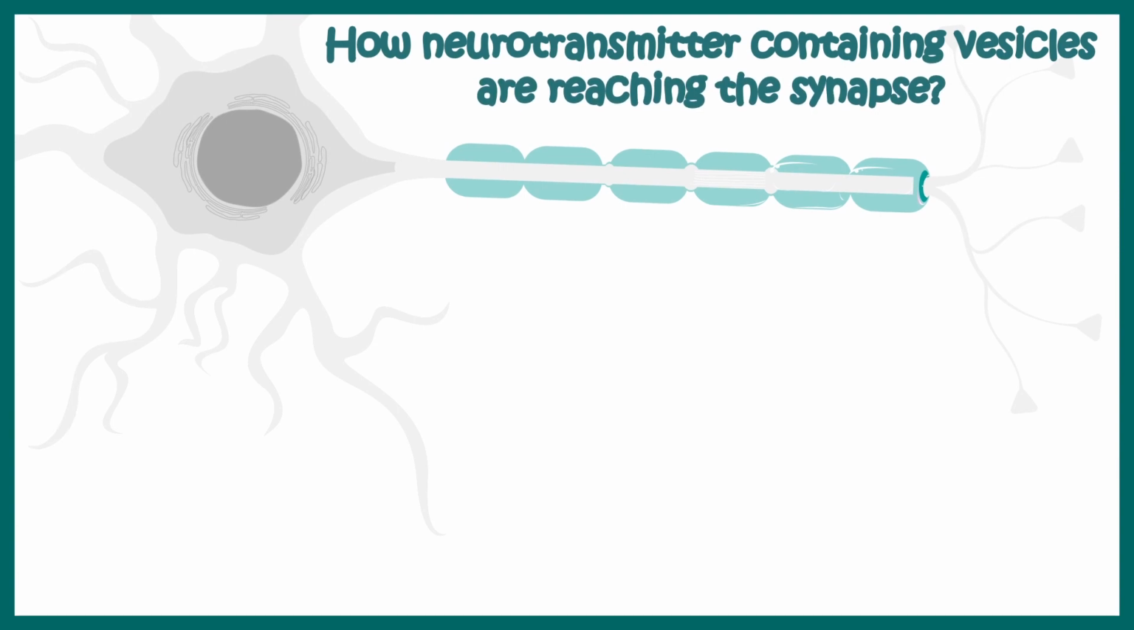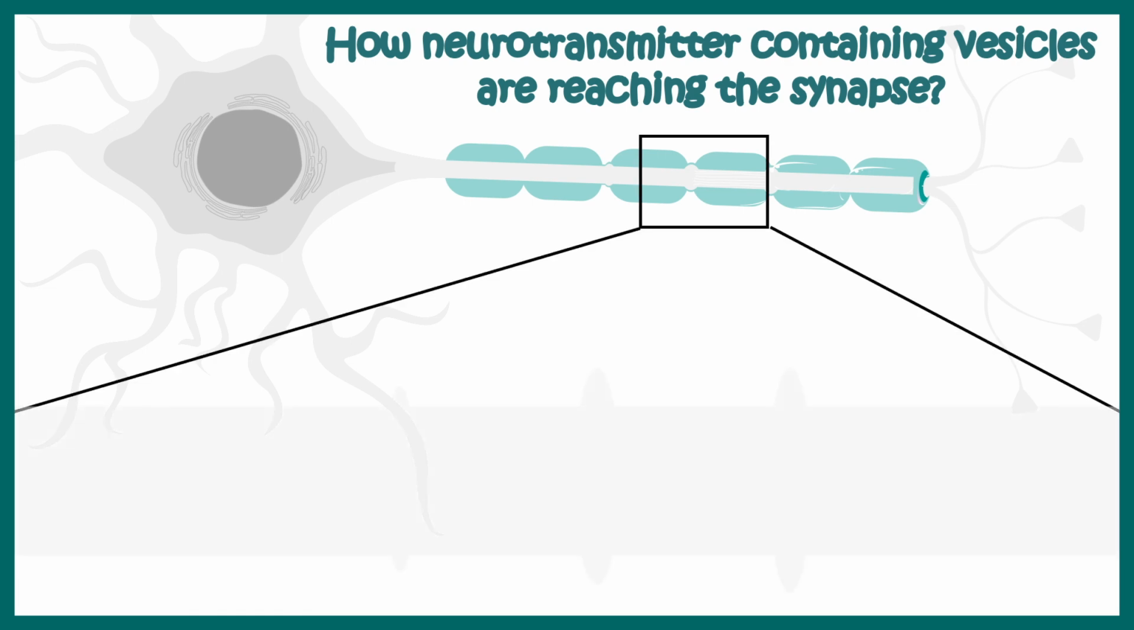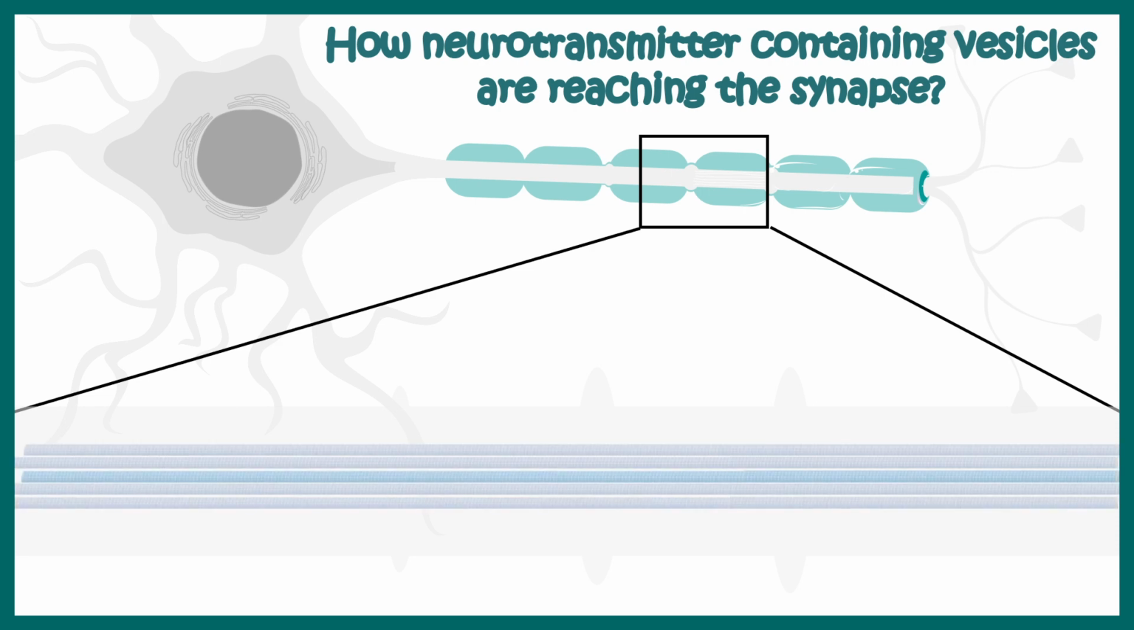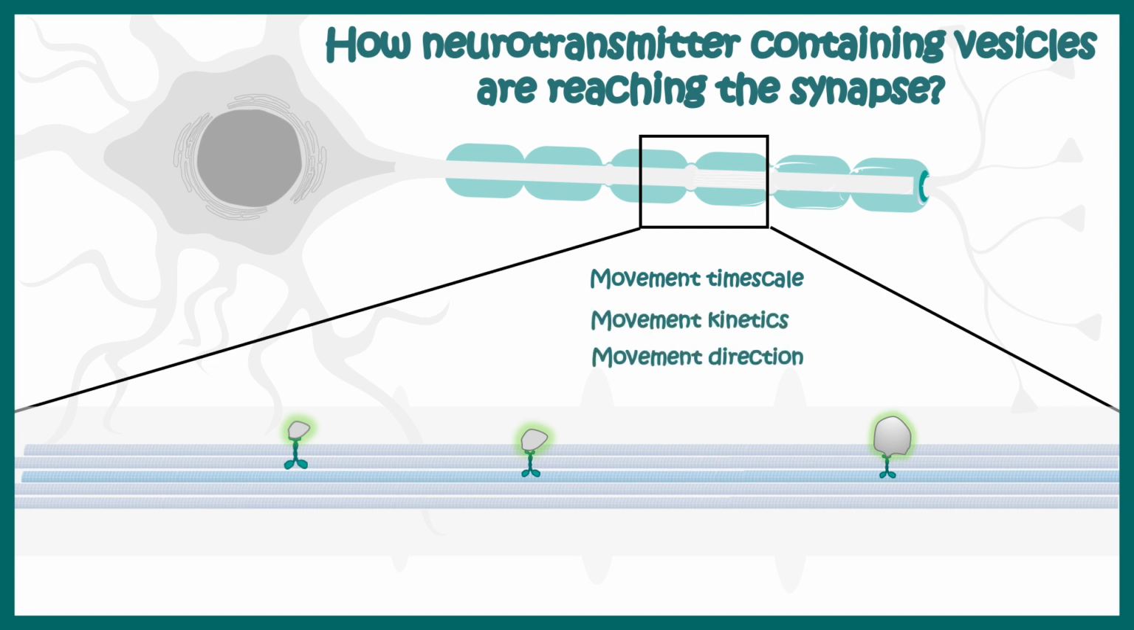One scientist can ask a question like how neurotransmitter containing vesicles are reaching the synapse from the cell body. So obviously there are several highways which are composed of microtubules, and on top of these highways the trucks such as kinesin would take the vesicle from one side to another side. A scientist can label these vesicles with a fluorescently labeled protein or some other means. Then we can ask whether they are dynamic and in which direction they are moving. So we can look at the movement time scale, movement kinetics, and movement direction.